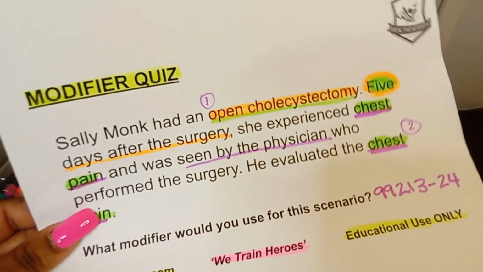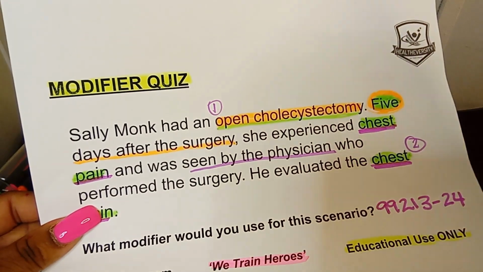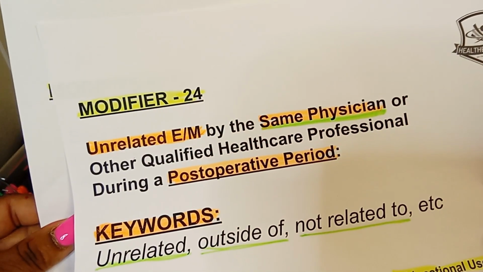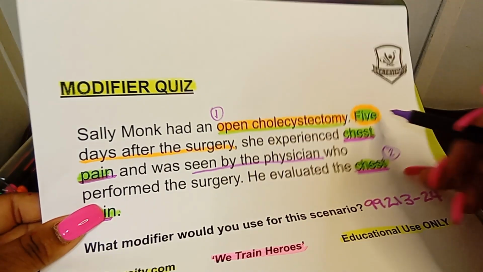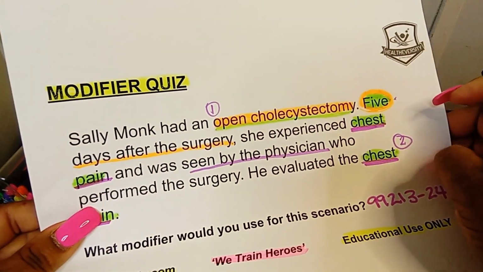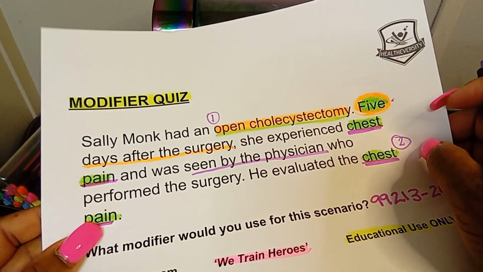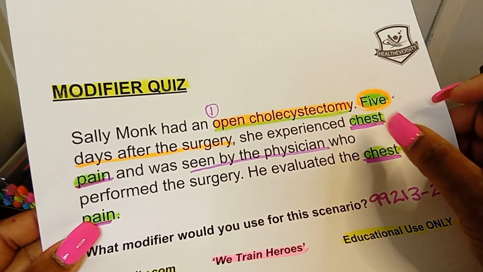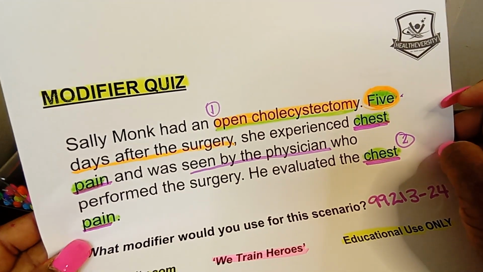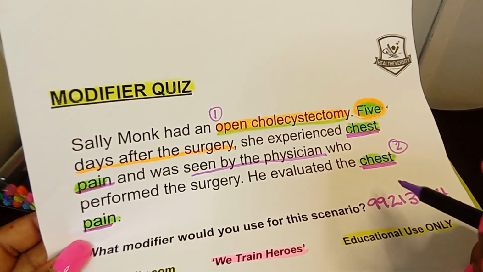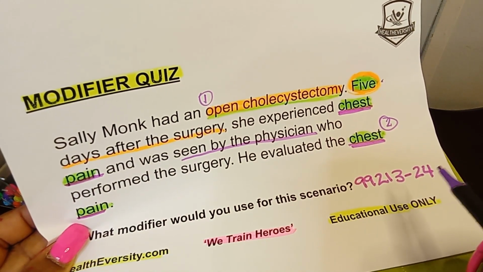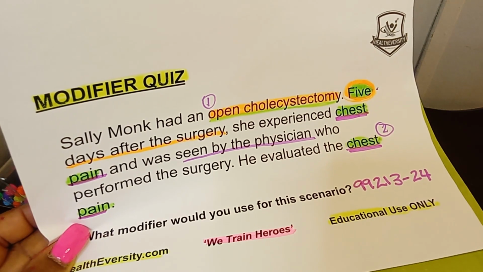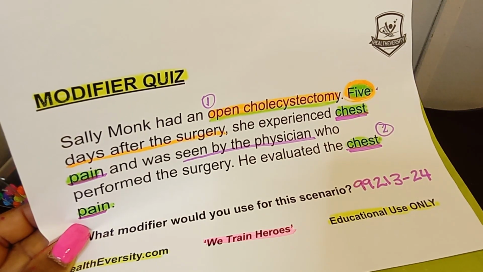Let's go back and look at this again. Unrelated E&M by the same physician during the post-operative period. The post-operative period is 5 days here. She experienced chest pain and was seen by the physician who performed the surgery, and he evaluated the chest pain. So you have this one and you have that one, and we are going to use 99213 modifier 24. So we're moving on in the series of modifiers.